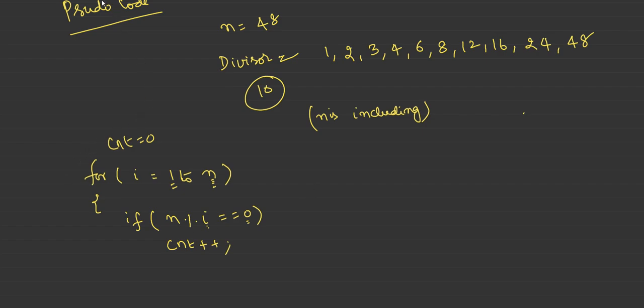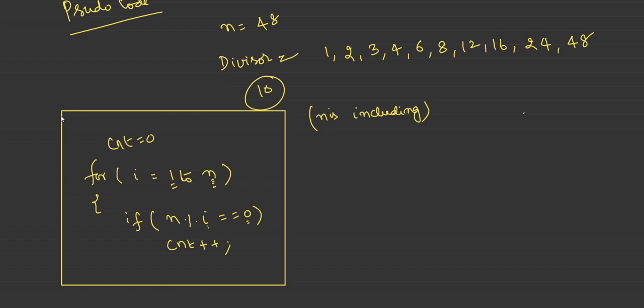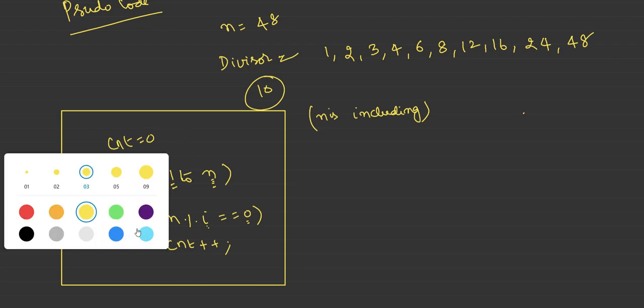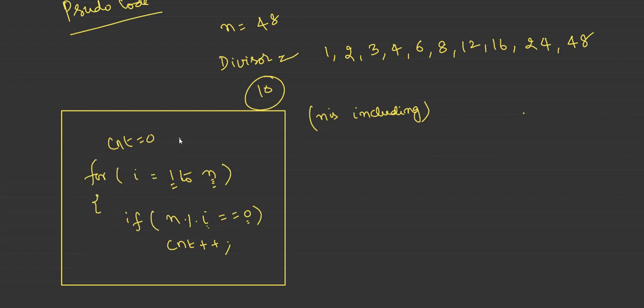Now I want to do some analysis of this code. Let us check that. Very simple: I want to count the number of operations happening here. As this is one operation, and here some iterations are happening, in these iterations I want to check the number of operations.